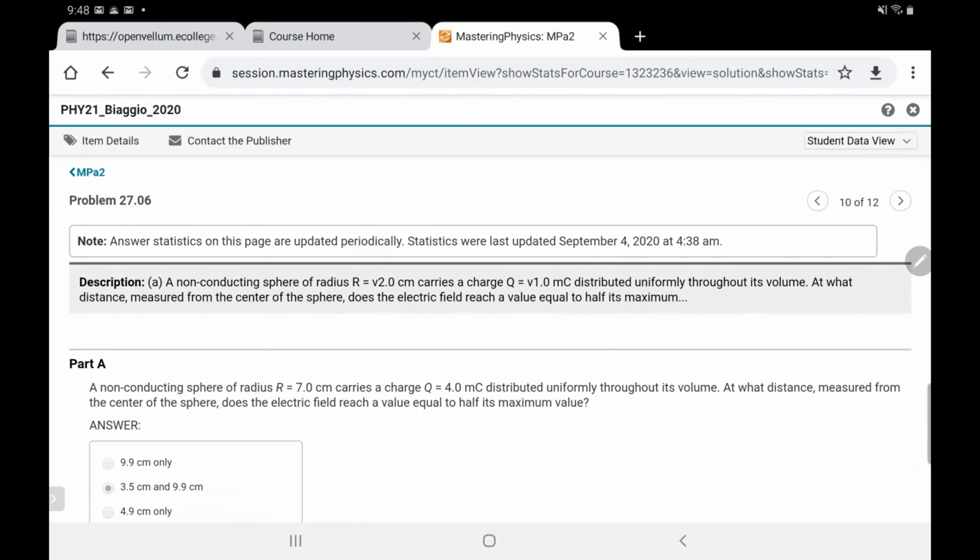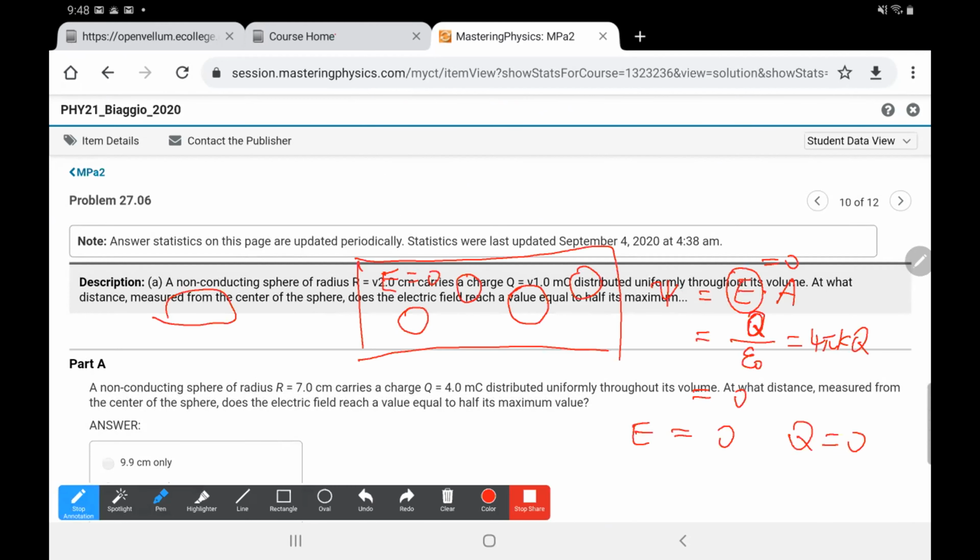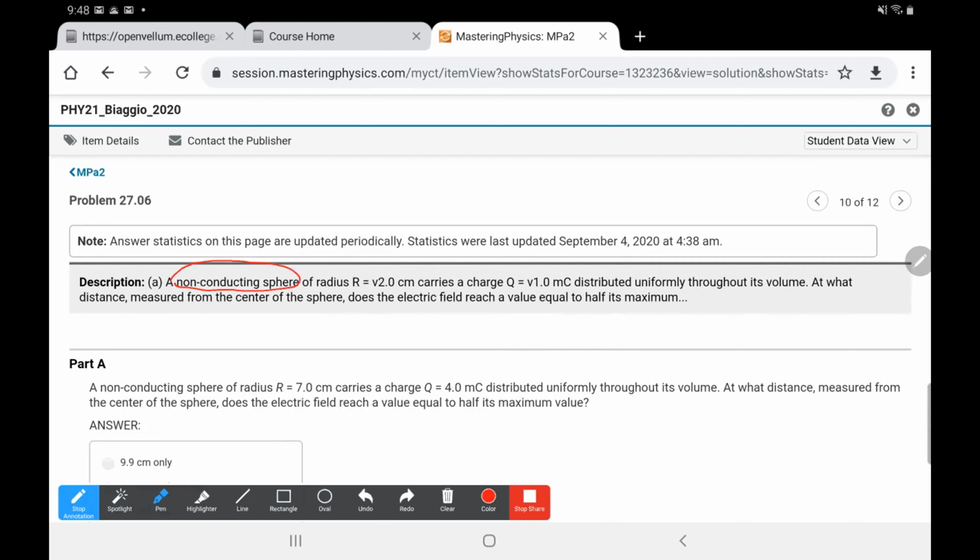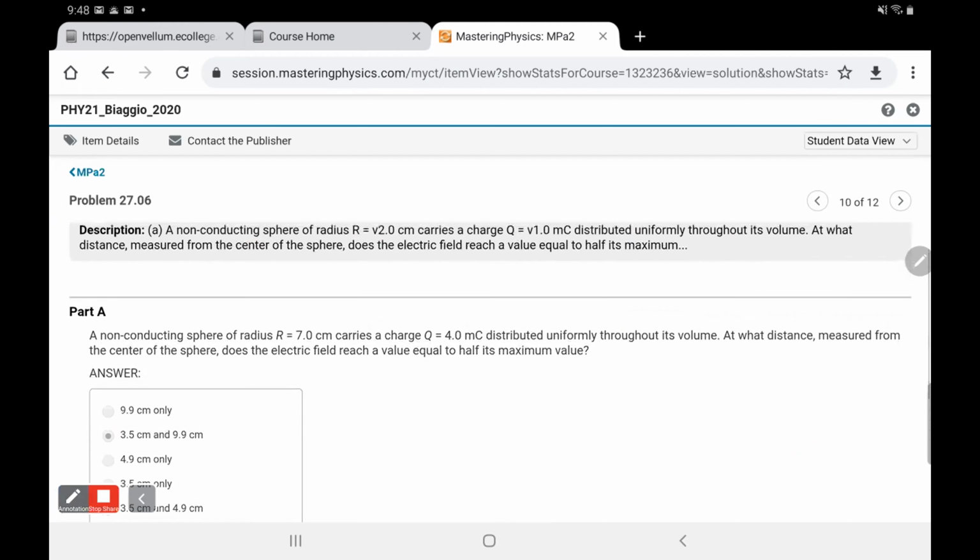There is a non-conducting sphere. Okay, that's very important. This is a non-conducting sphere, and the radius is 2 centimeters, and the total charge is 1 millicoulomb, and it's uniformly distributed through the volume. Okay, so the volume density is uniform. And at what distance measured from the center of the sphere does the electric field reach a value equal to half of its maximum? Okay, so the first question is, where is the maximum value?